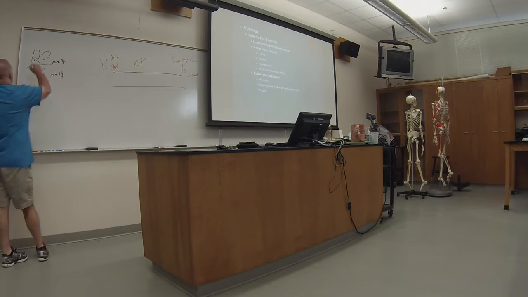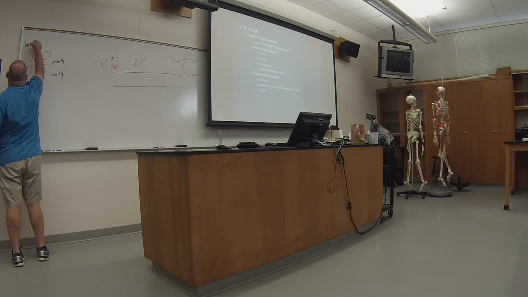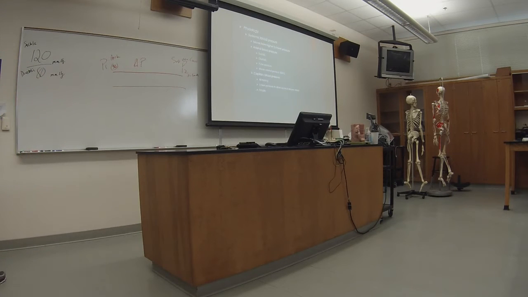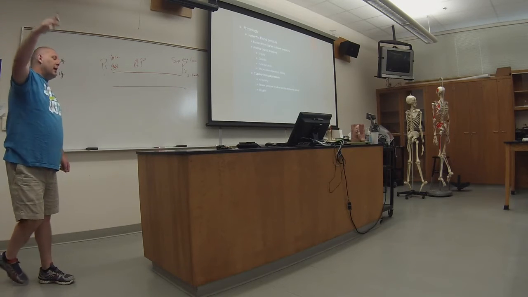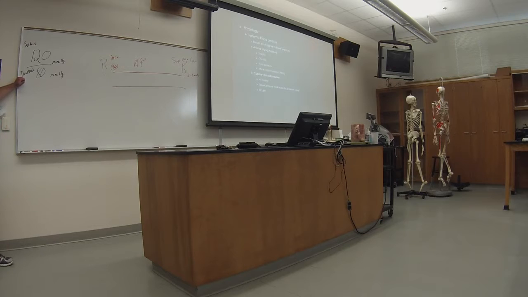And again, the top number is the systolic. What's happening during contraction as blood is being ejected out into the blood vessel. And then diastolic is what's occurring during the relaxation phase.